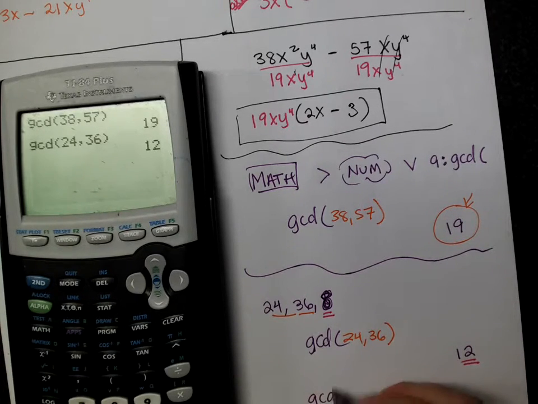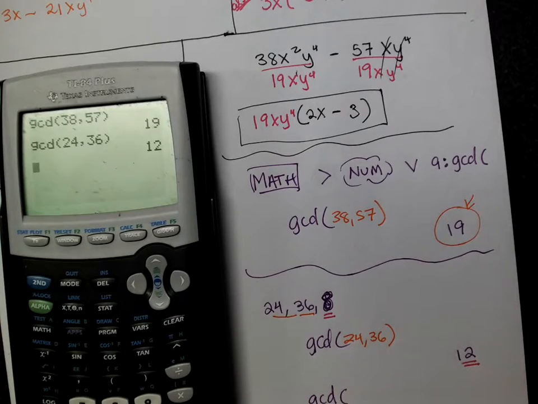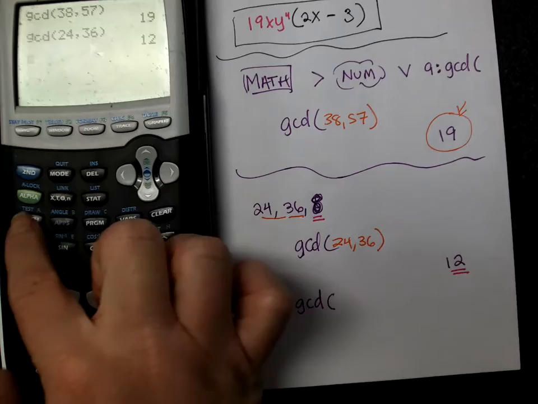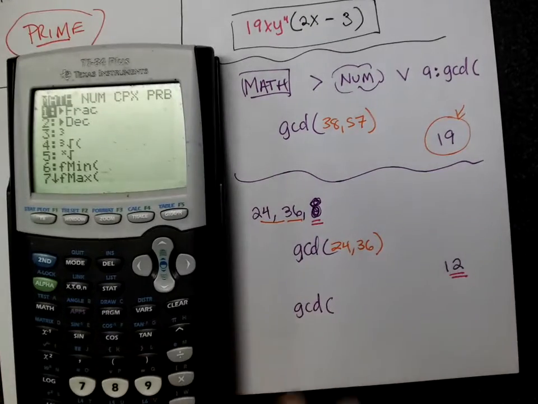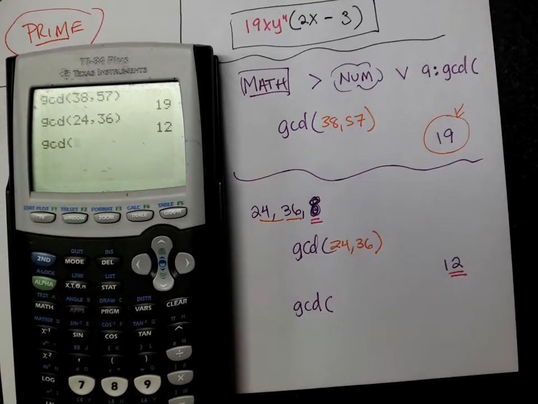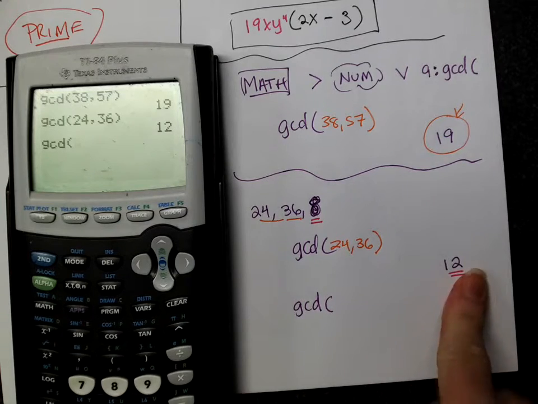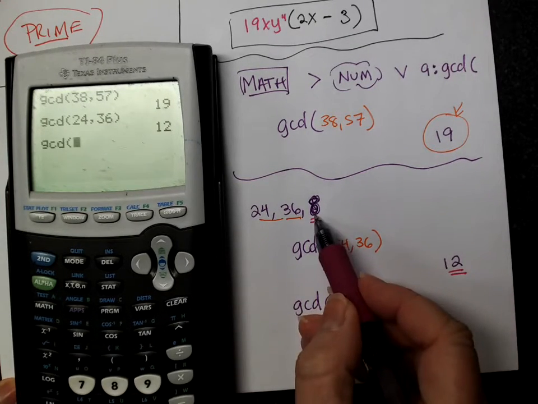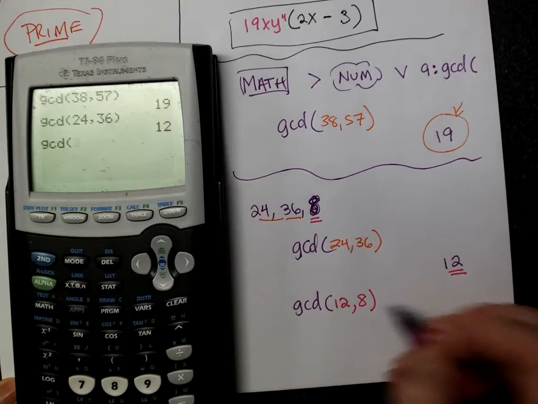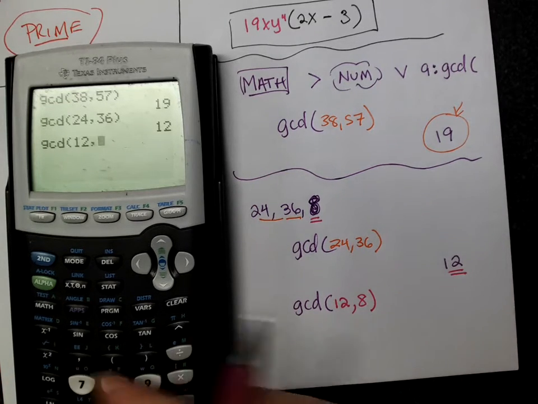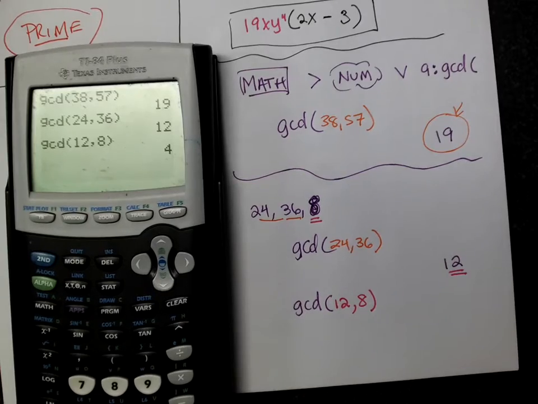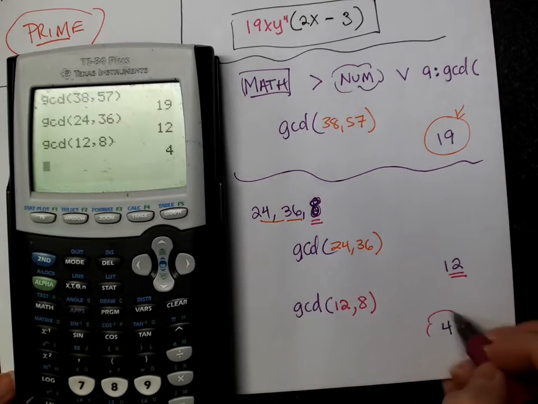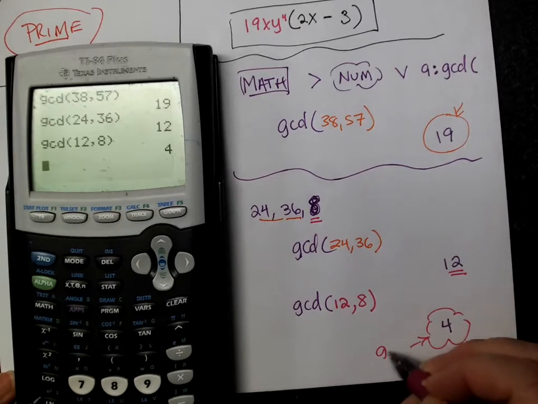So enter GCD, Math, Number Menu again. All right, there we go. So Math, Number Menu, number 9. And we enter the 12 that we just got from the first 2, comma, our last one, which is 8. 12, comma, 8. And that gives us a GCD of 4. So this right here is then our GCD, our GCF.